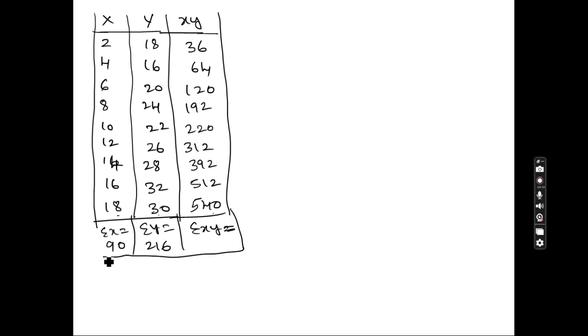So the total of xy, when I add it up, I am getting 2388. Okay. Similarly, what is required? Y square is required, because as per the formula, y square is required. So do the square of y: 18 square.